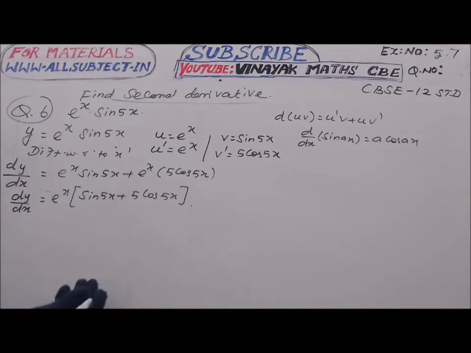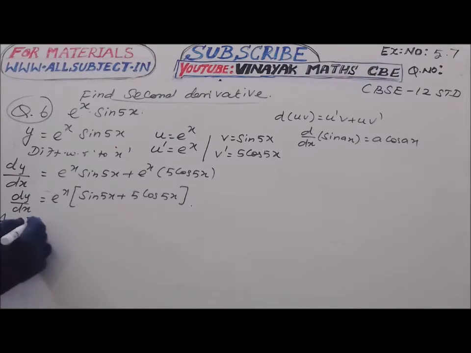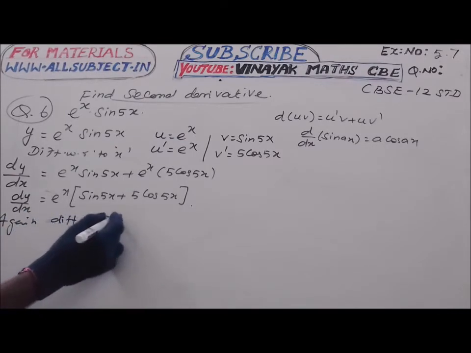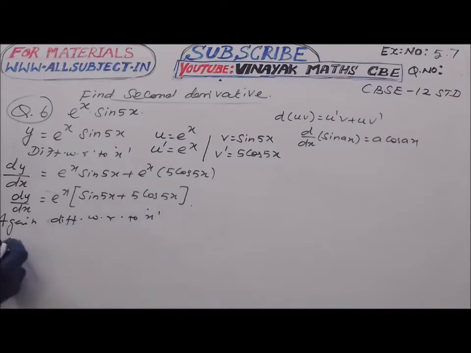And then we need to differentiate it again because we need the second derivative. Again differentiating with respect to x. The derivative of dy by dx is d square y by dx square. That is equal to here.